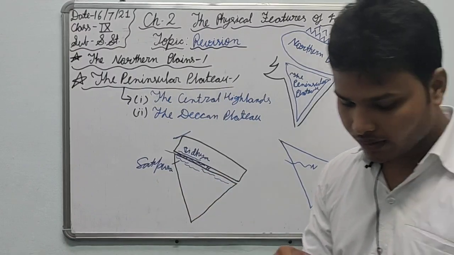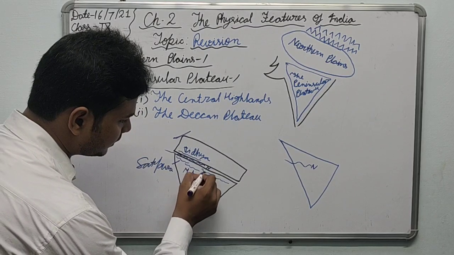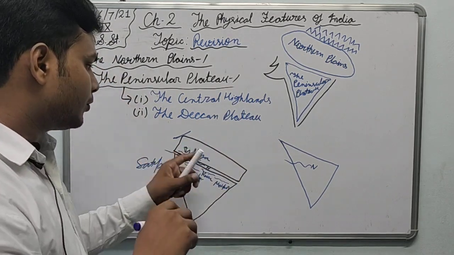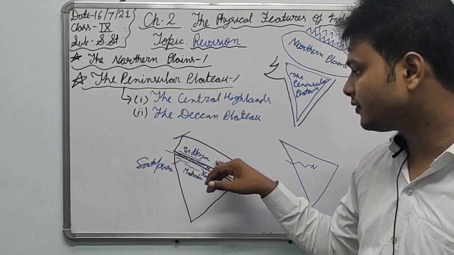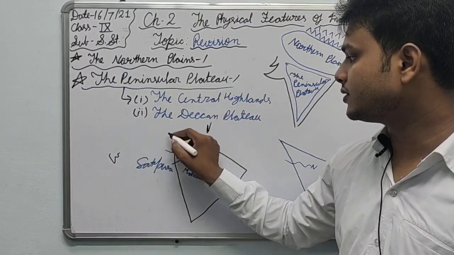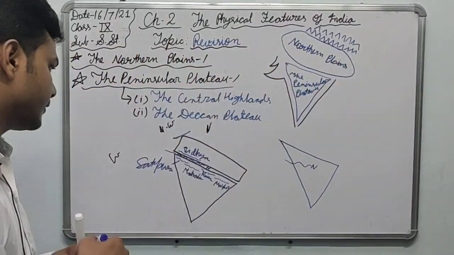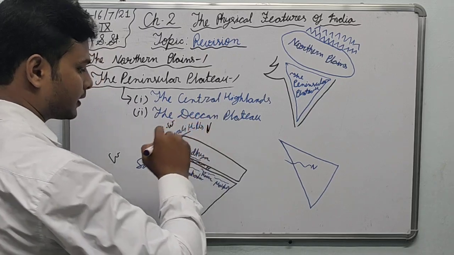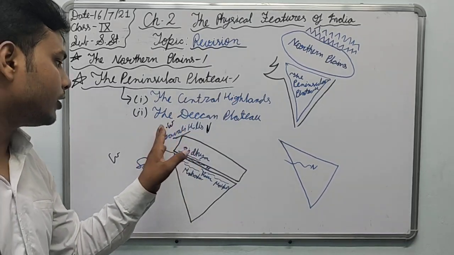After Satpura, there are many ranges of hills like Mahadev, Kaimur, and Maikal. So first about the Central Highlands. In the south direction of the Central Highlands, there is a range of hills known as the Vindhya Hills. In the northwest direction, this is north, this is west, so this direction will definitely be northwest. In the northwest direction, this range of hills is known as the Aravalli Hills.